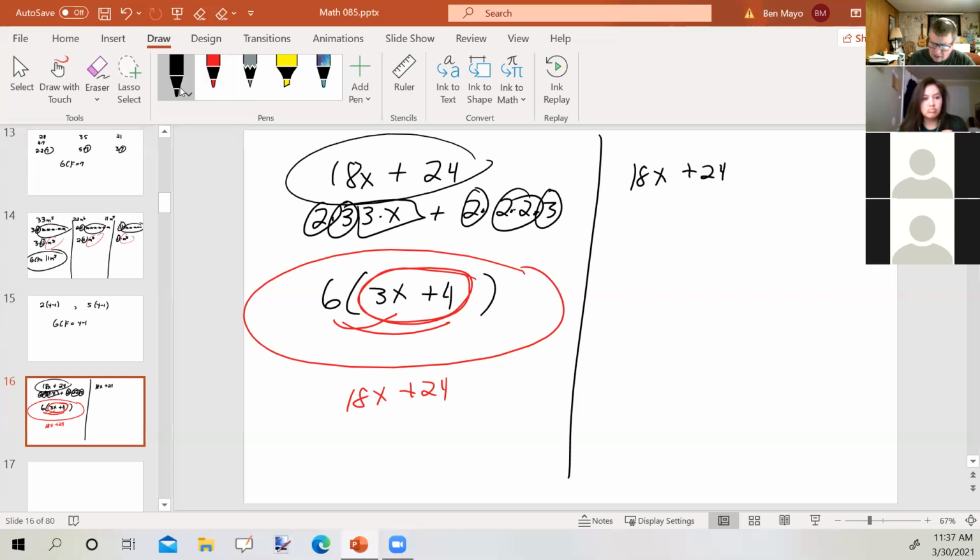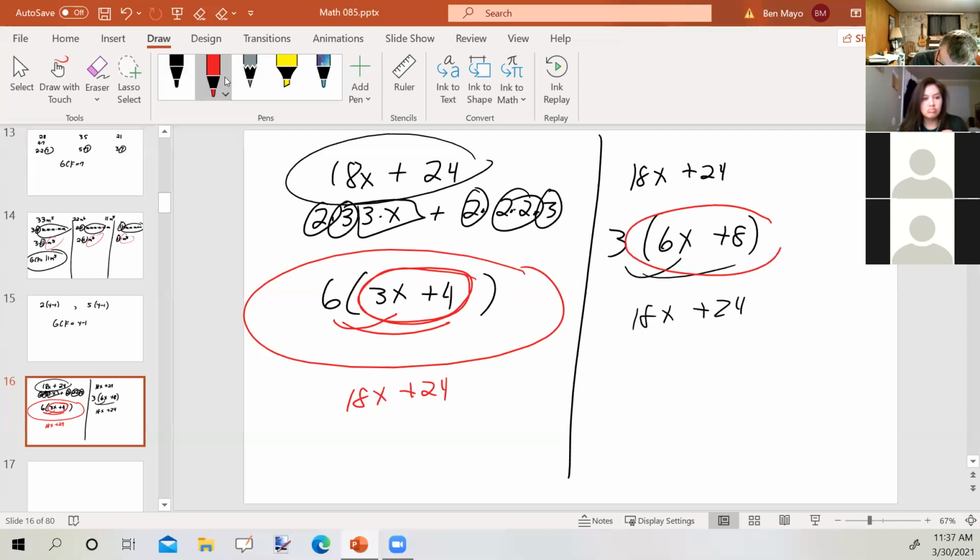Let's say that I thought 3 was the greatest common factor. So then I would write it like this. Now, that is a true statement in that 3 times the quantity 6x plus 8 is 18x plus 24. And if I multiply it back out, I get 18x plus 24. But if I look at the quantity in parentheses, I see that I could have taken out something there. They're both even, so I could have taken out a 2. So 3 was not the greatest common factor. 6 is a 3 as well as a 2.